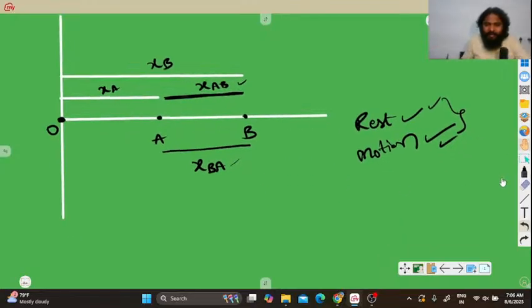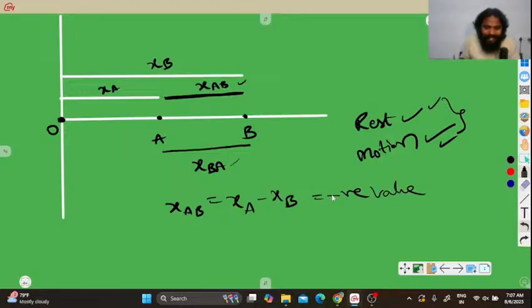Let us see what XAB is. The relative position formula is XAB equals XA minus XB. If you do this, you will get a negative value. This means the position of A from B is on the left side, which we have taken as the negative sign convention.